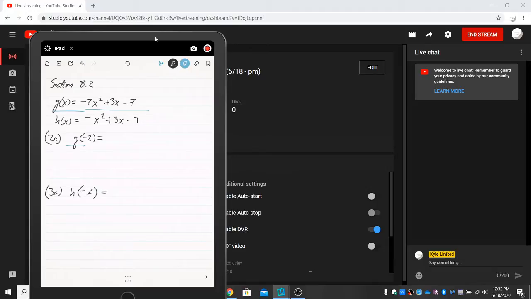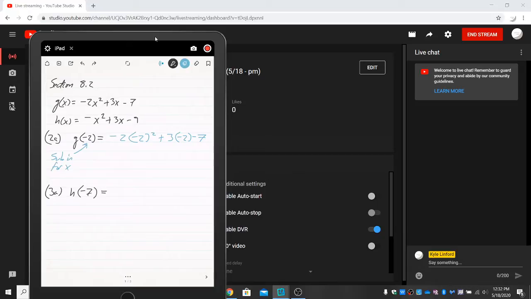All right, so we're looking at this whole thing here. When I say g of negative 2, that means take the function g and plug negative 2 in for x. So every time I see an x, I'm plugging in negative 2. This tells you what to sub in for x. It tells you to take the function g and tell me what you get when you plug negative 2 in for x.